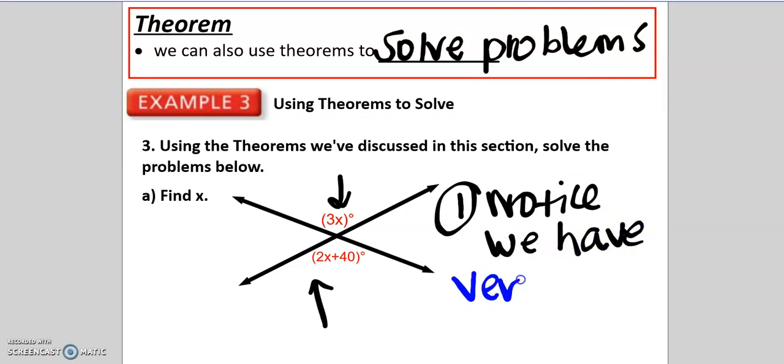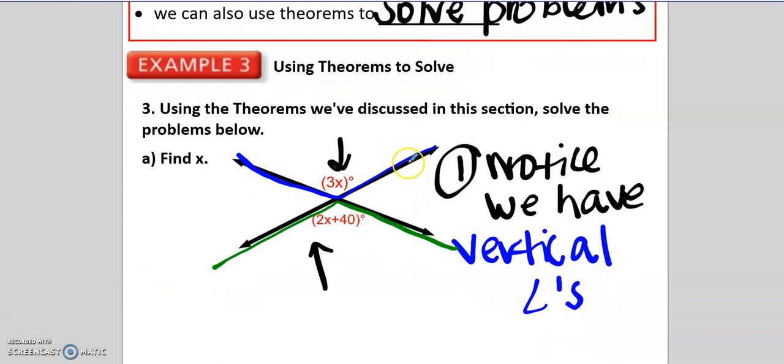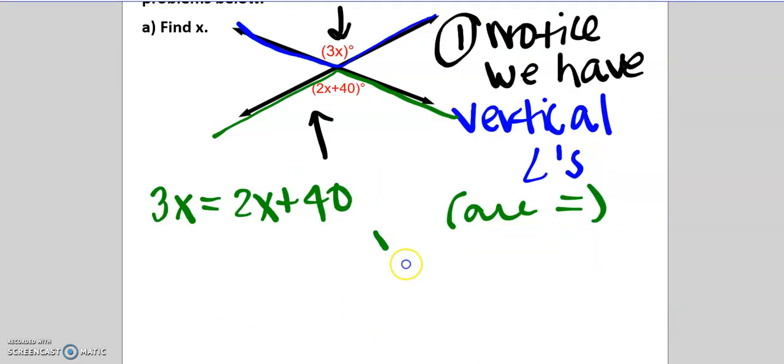The first thing we want to do is notice that we have vertical angles, right? Notice this angle and this angle are vertical angles. What do we know about vertical angles? We know vertical angles are equal. So our equation we can say is 3x equals 2x plus 40. And we can go ahead and solve for x.